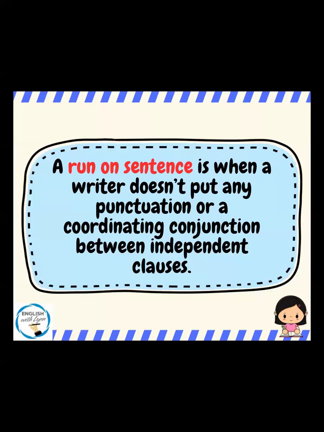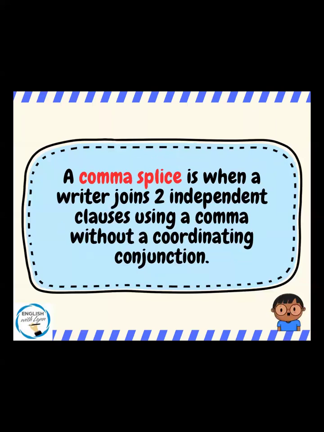Okay. Now, when we are talking about a comma splice, it is another form of the run-on sentence. And the comma splice is when you have two independent clauses and they are linked with a comma rather than a coordinating conjunction. Okay? So if you have, again, two independent clauses, you need to have that coordinating conjunction to make a compound sentence.